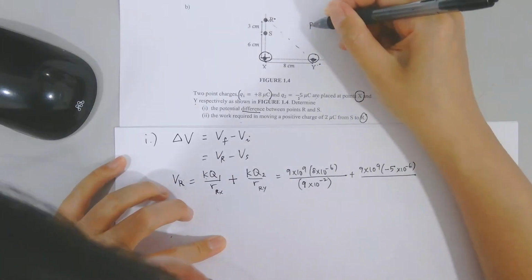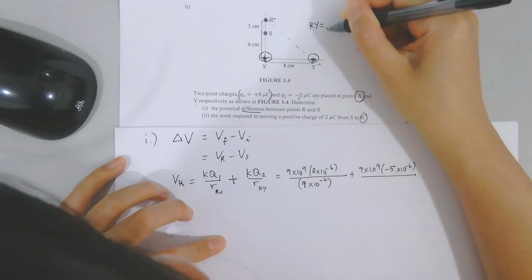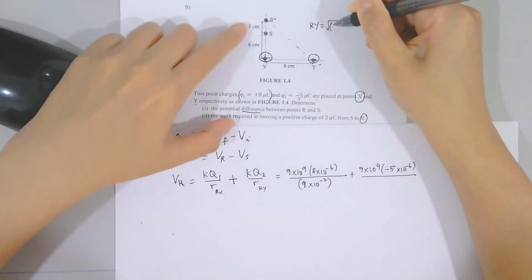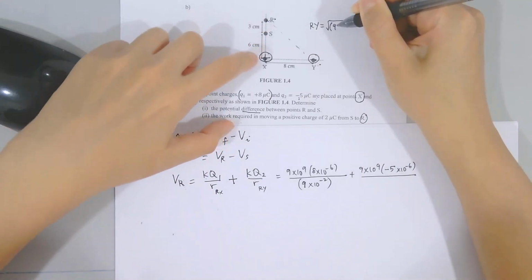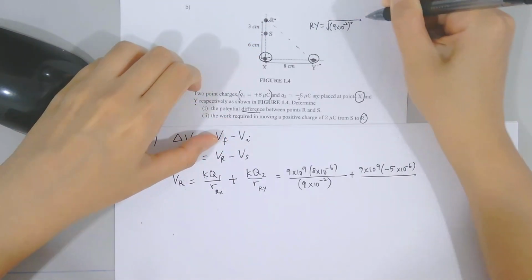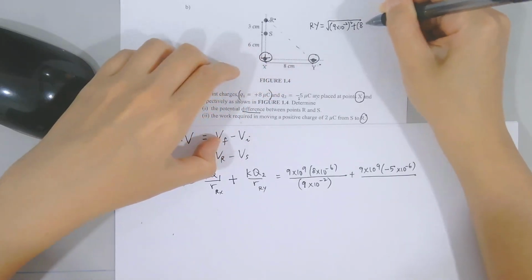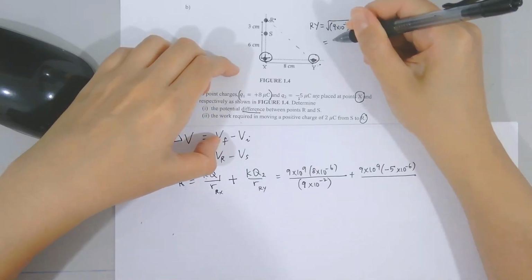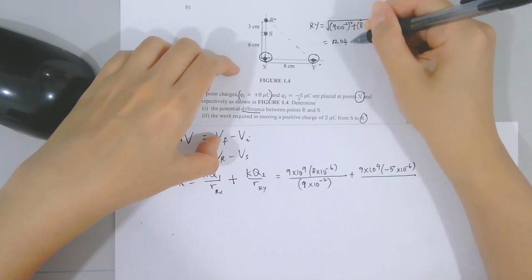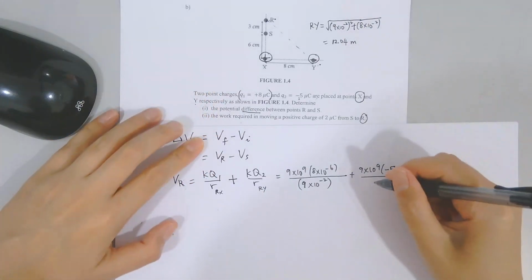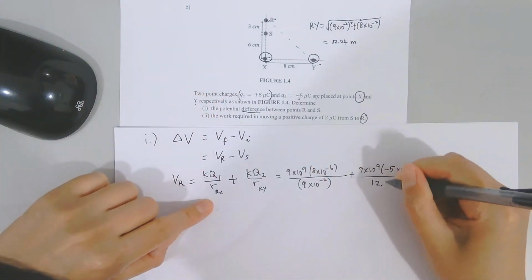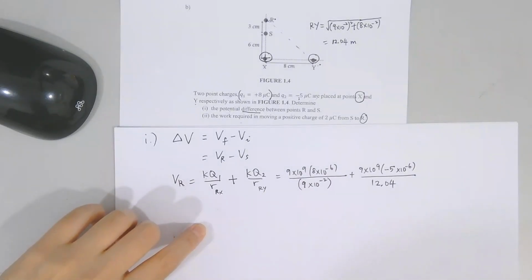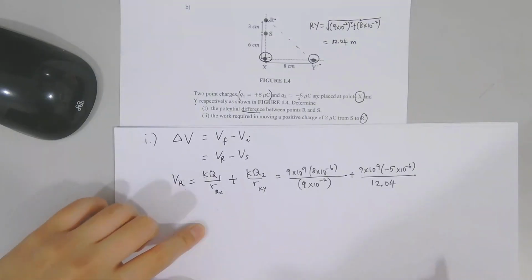In order to know the distance of the RY, I have to use theorem Pythagoras. Here the length here 9, plus with 8, right? So what do I get here? 12.04 meter. So this one is the distance that I should substitute in here.